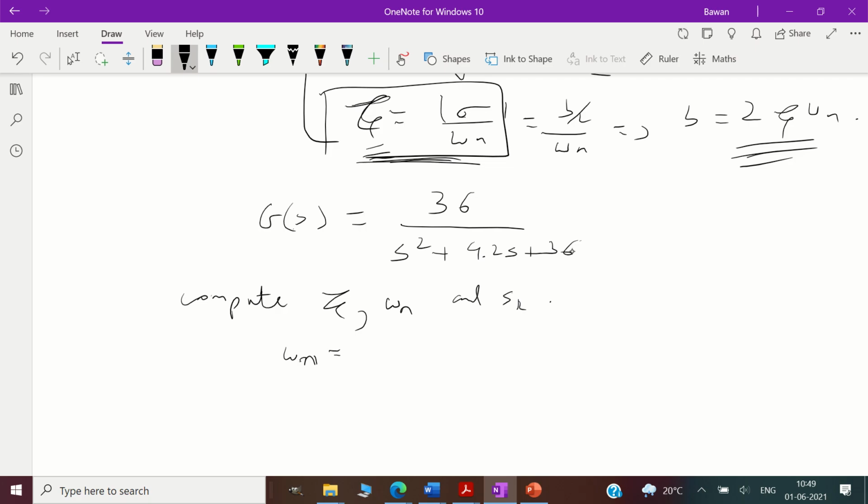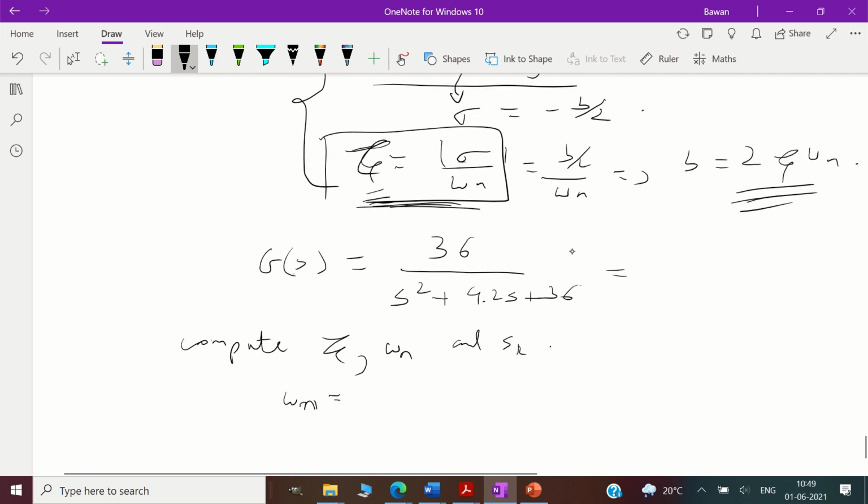If you compare with the main equation, let me write down. Let me put a constant here, just c, constant c. This is the general form: s square plus 2 zeta omega n s plus omega n square.